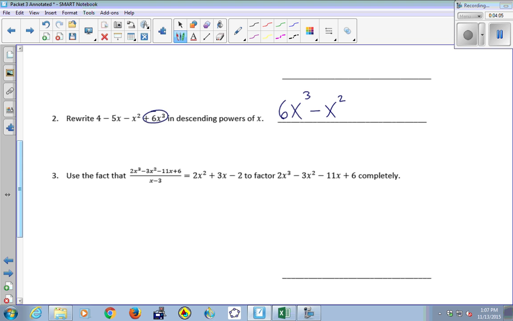So I have positive 6x cubed. It will always be positive 6x cubed. Then this is a minus x squared, so I write minus x squared. My next term is my x term. It's minus 5x. And my last term is a 4. There's no sign, so you assume it's positive, so we write plus 4.